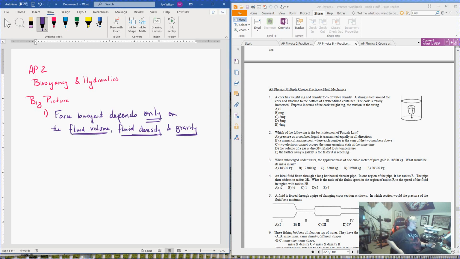So if you change something about the object, unless you change the object's volume, the buoyant force doesn't depend on any of the other changes you make. You put it on Mercury where there's a lack of atmospheric pressure, buoyant force doesn't change. You put it at the bottom of the ocean where the pressure would crush a human being, buoyant force doesn't change. The only thing that matters is the volume, the density, and the gravity acting. So that's the first big picture piece.